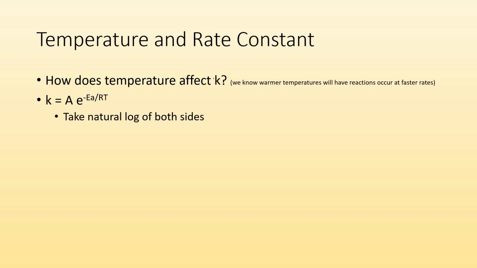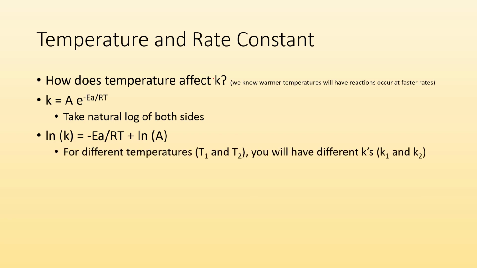So let's take the natural log of both sides so we can get rid of that e thing. So we got ln K equals negative EA, the activation energy, divided by RT plus ln A. So that's just natural log of both sides. Now for different temperatures, T1 and T2, we'll have different Ks. We'll call them K1 and K2.